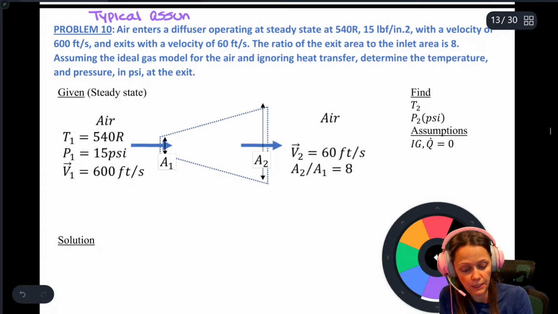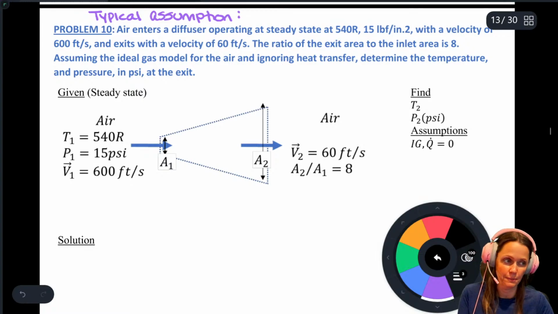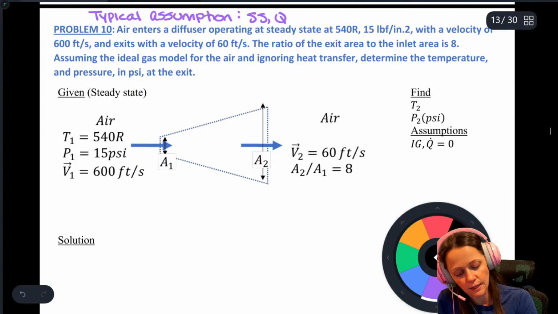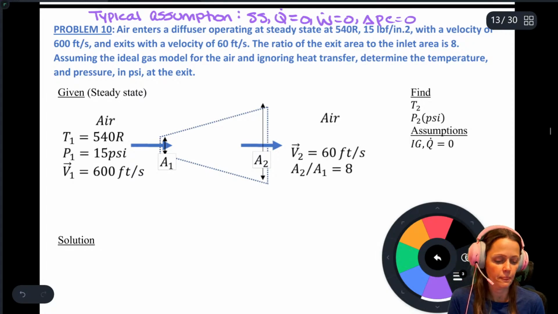And I'm going to write them up here. And then I'll go through the problem and make sure that they're not telling me, actually, don't ignore that. So steady state, Q dot equals 0, W dot equals 0, changes in potential energy equals 0.